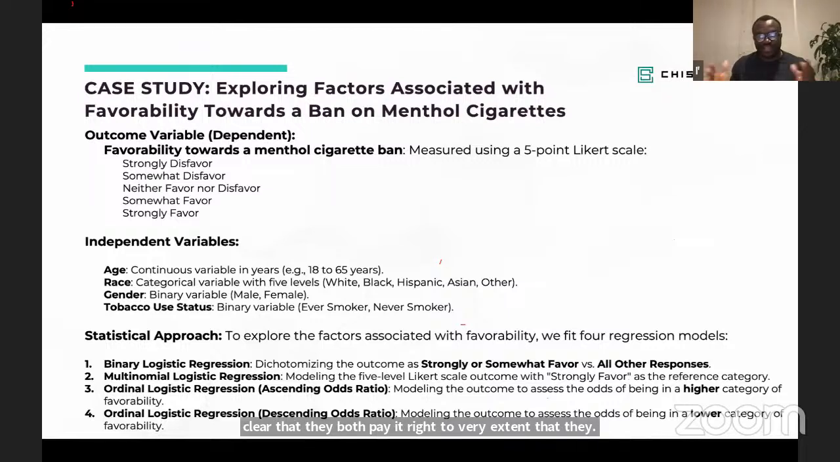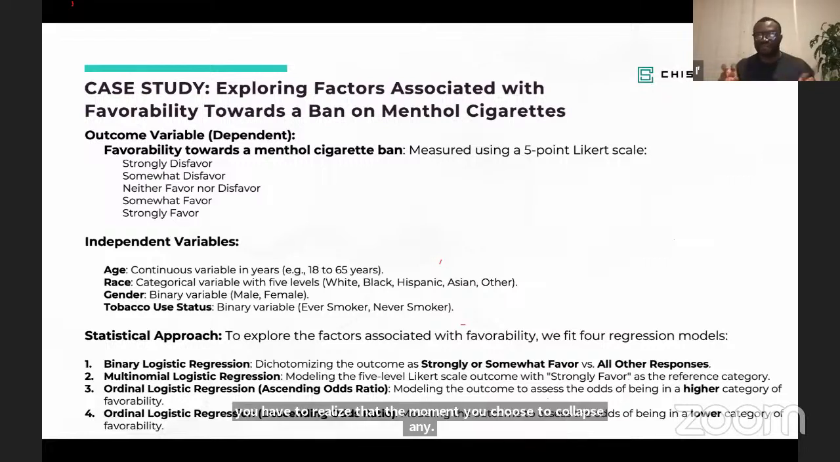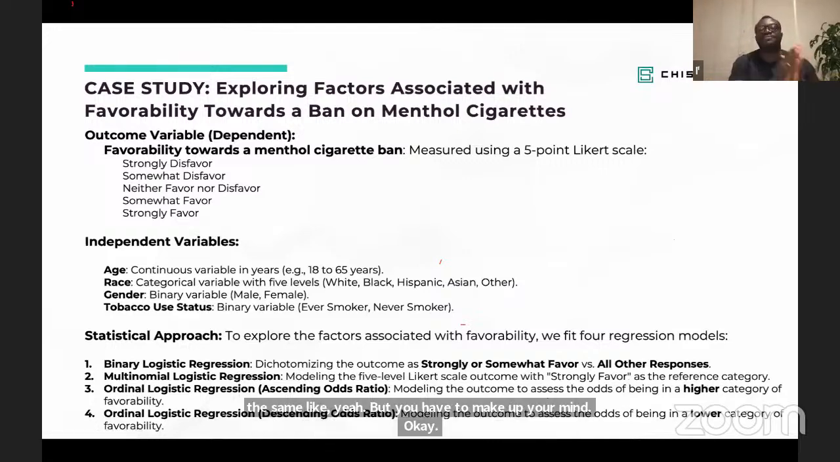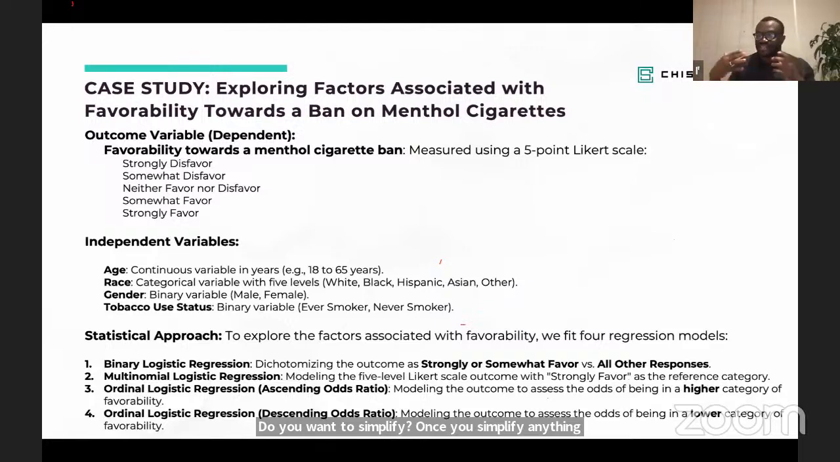Now, you have to realize that the moment you choose to collapse any variable, you are losing information. You are simplifying the whole data that was collected. So obviously, you lose some information and you lose some nuance. So you can't start complaining that, well, I don't think that somewhat favor and strongly favor are the same. Yeah, but you have to make up your mind. Do you want to simplify? Once you simplify anything, you're losing information. That's the cost of simplification: you lose precision and you lose nuance. So you can't have that and then still complain.